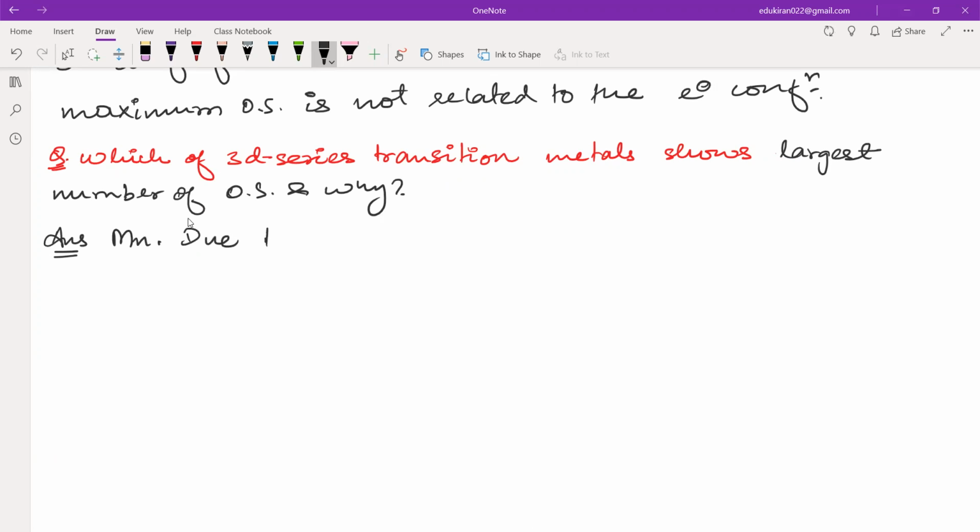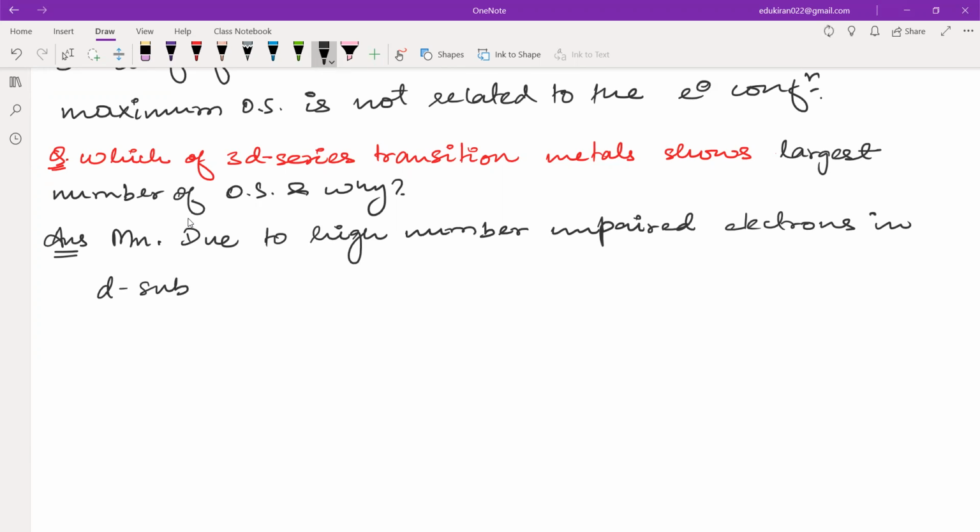Due to the high number of unpaired electrons in the D subshell. Okay, in the D subshell.